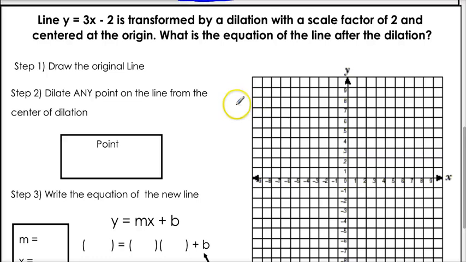We'll go through them. Our next example is y equals 3x minus 2. It's transformed by a dilation with a scale factor 2, once again centered at the origin. What's the equation of the line after dilation? Well, let's do exactly the same steps. Step 1, we're going to draw the original line. So it's y equals 3x minus 2.